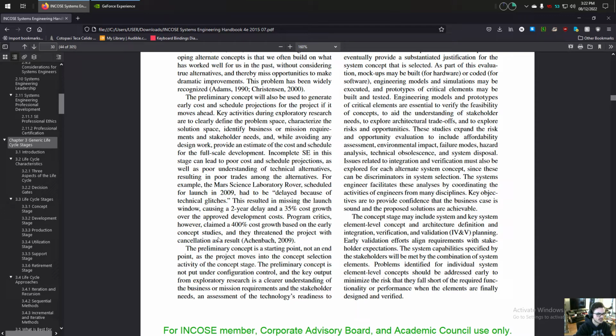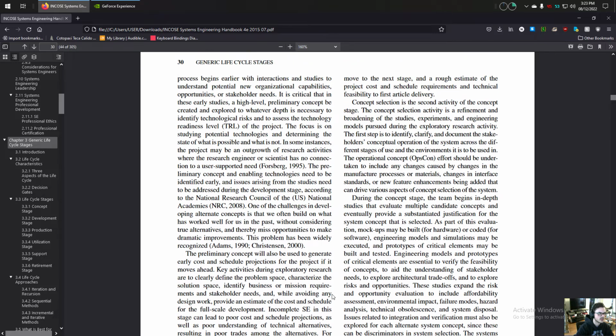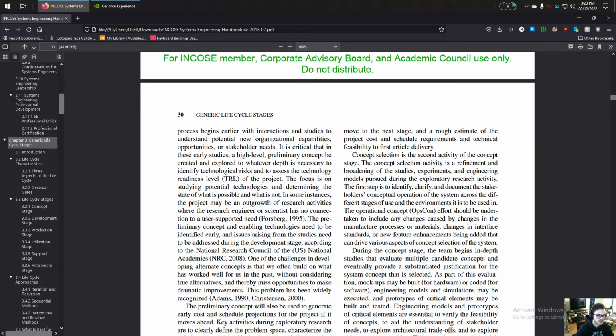The preliminary concept is a starting point, not an end point, as the project moves into the concept selection activity of the concept stage. The preliminary concept is not put under configuration control, and the key output from exploratory research is a clear understanding of the business and mission requirements and the stakeholder needs, an assessment of the technology's readiness to move to the next stage, and a rough estimate of the project costs and schedule requirements and technical feasibility to first article delivery. Concept selection is the second activity of the concept stage.